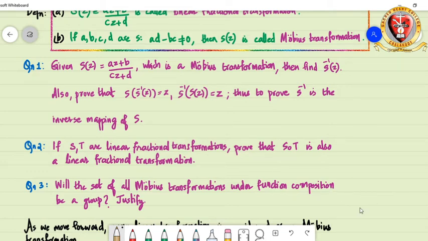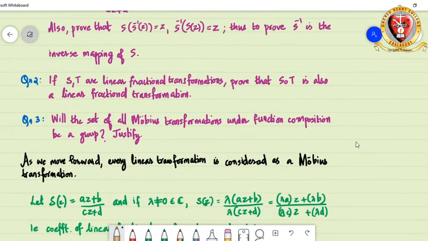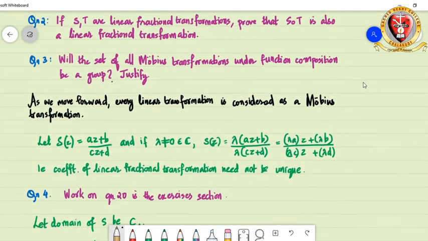So work on that. Now, as we move on into these sessions, every linear transformation we consider is treated as a Mobius transformation. If we are not choosing it to be a Mobius transformation, we'll particularly mention that.